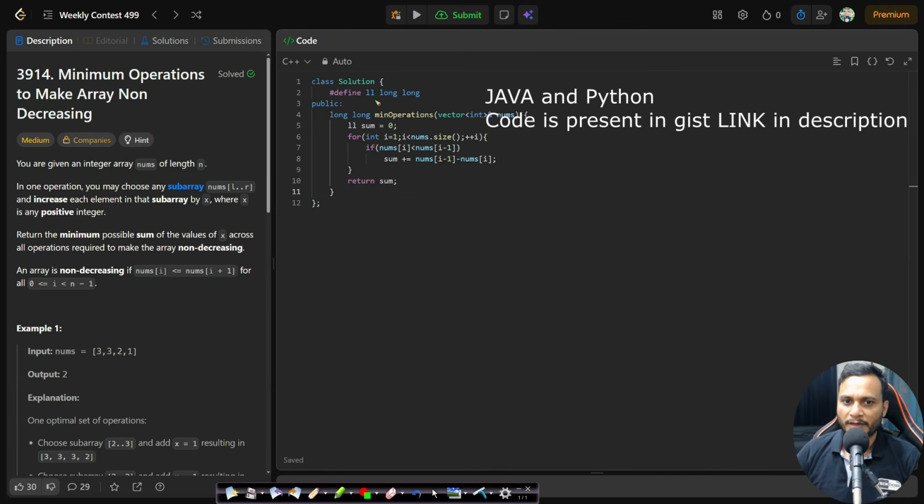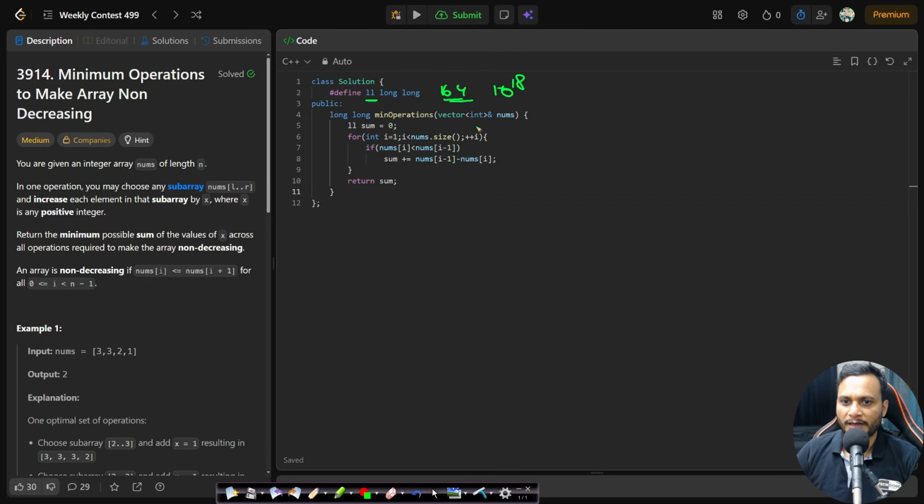In this code, I have taken long integer for 64 bits, which will measure up to 10 to the power 18. And I am getting the nums array. I will just be checking if the current item is smaller than the previous item, which means I am on a decreasing curve, and I will be adding the delta value. Finally, I will return the sum, which will be guaranteed to have the minimum sum to make the array non-decreasing.